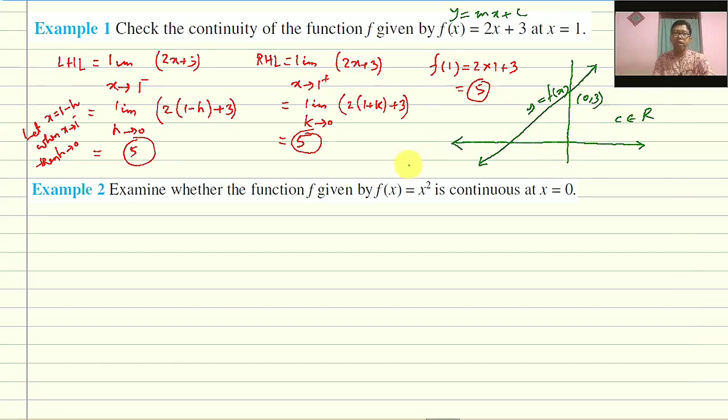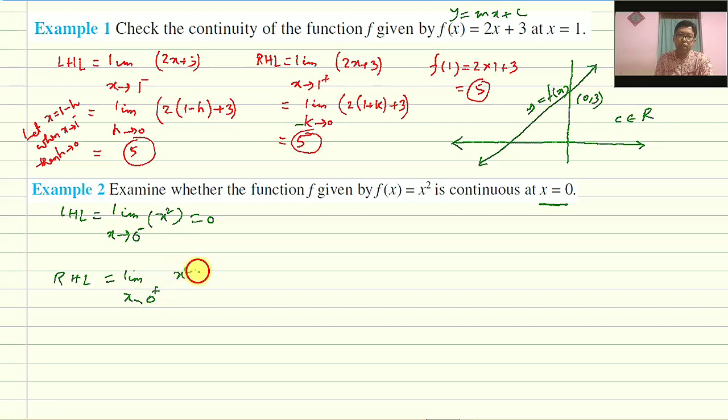Okay, next, examine whether the function f given by f(x) is equal to x square is continuous at x is equal to 0. Again in the same way, the LHL is the limit as x tends to 0 negative of this function, x square, so obviously it will be 0. And RHL, you substitute in the same manner and you will get 0, the limit as x tends to 0 positive.